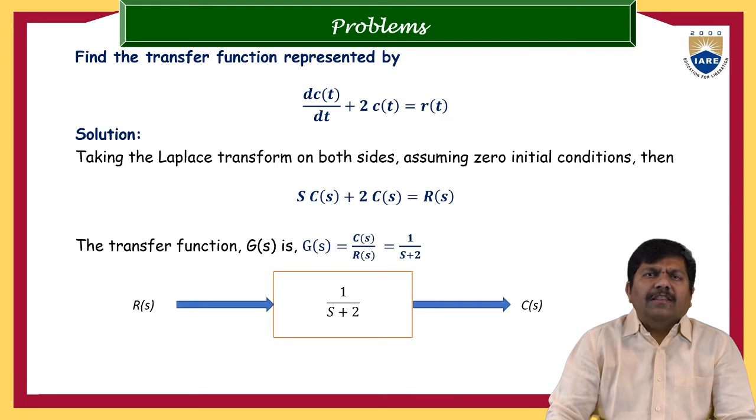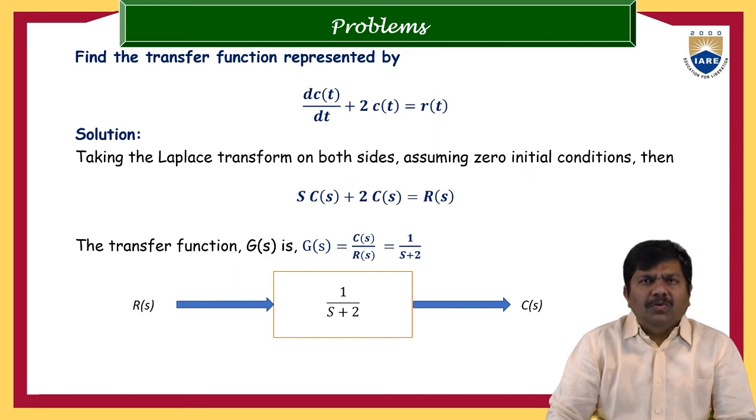Now, by ignoring the initial conditions, let us rearrange the expression after applying the Laplace transform, such that the ratio between the Laplace transform of the output and the Laplace transform of the input at zero initial conditions, which is nothing but the transfer function. So if you want to determine the transfer function, first we should know the ratio between the Laplace of output and the Laplace of input.